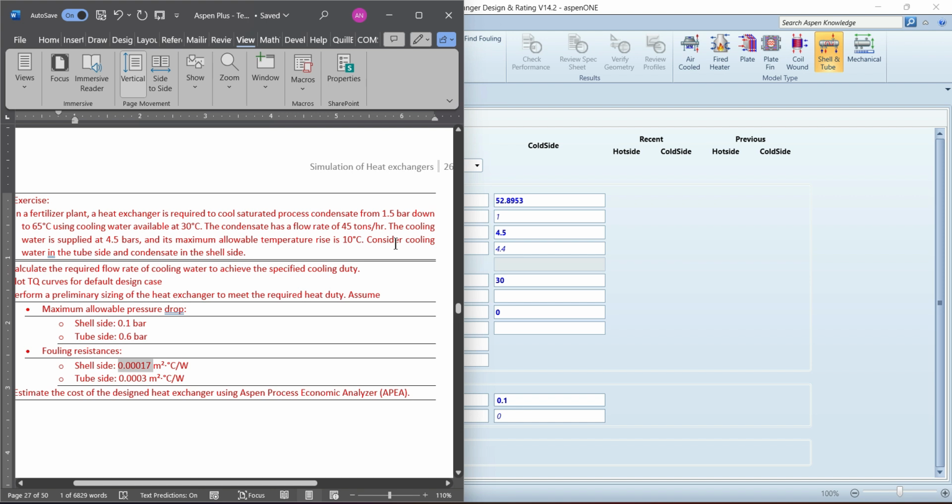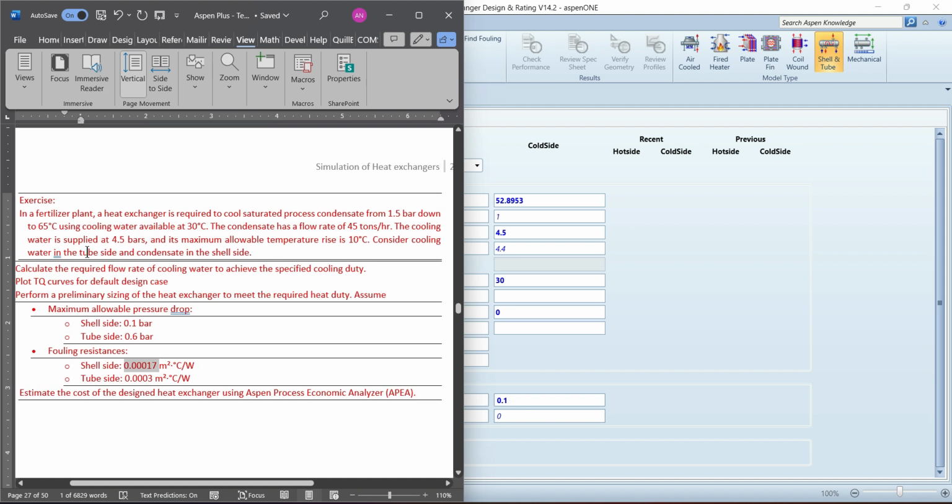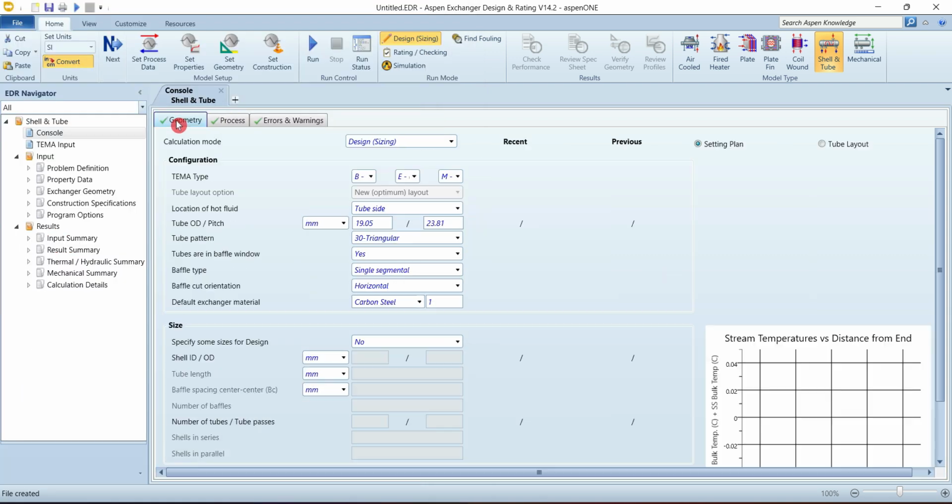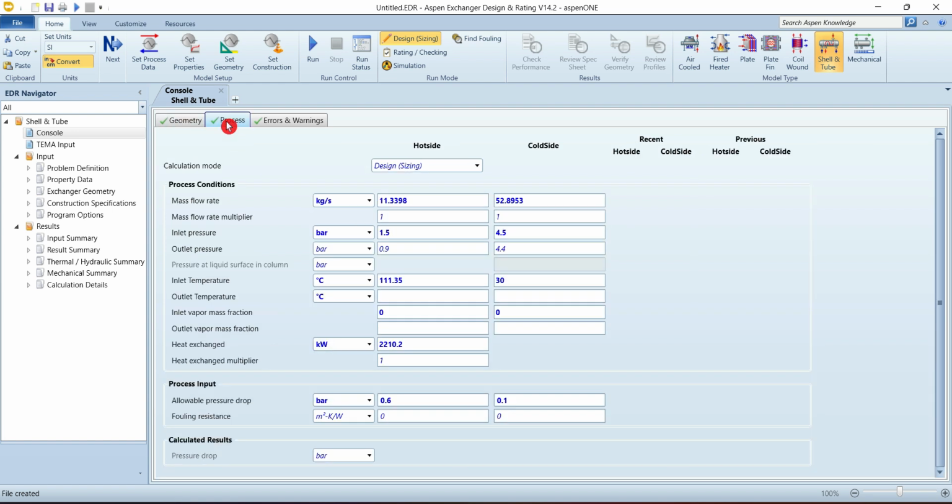Okay, there is another piece of information we just skipped for this specific exercise. Given in the problem statement, consider cooling water in the tube side and condensate in the shell side. So that means we have to make the adjustment. The condensate is the hot fluid, and it should be in the shell side for this specific example. So go to the geometry option and pick the location of hot fluid in the shell side, just to be on the same page. Now the hot side pressure drop is in the shell side, and that is 0.1 bar. So that's why I was confused.